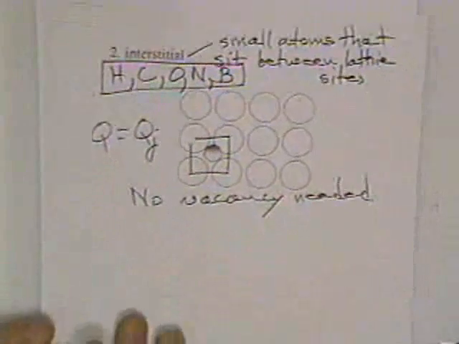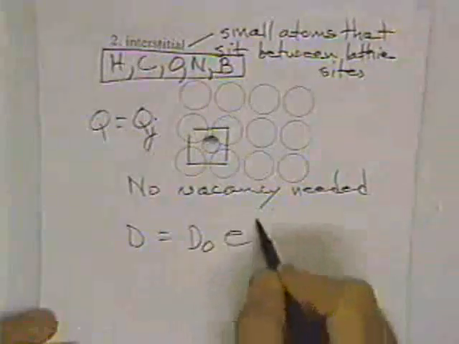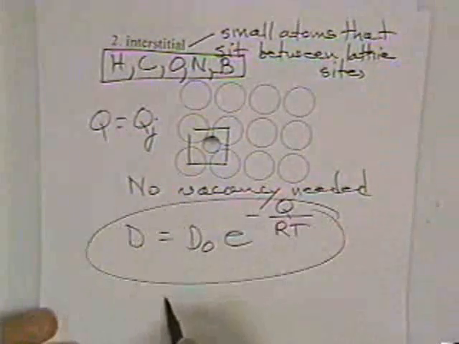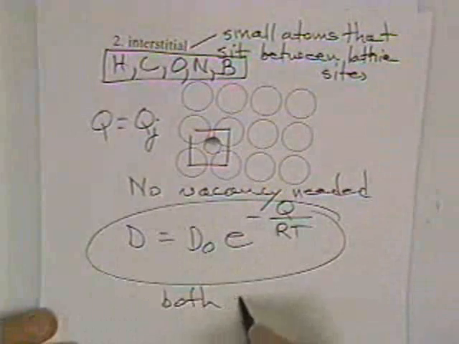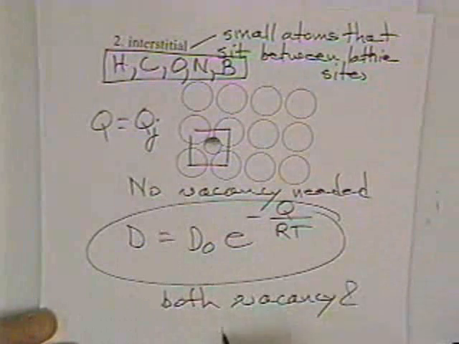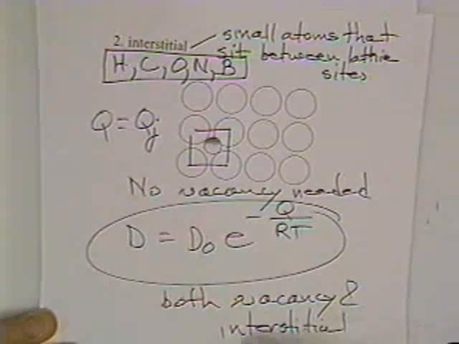And fortunately, both types of diffusion can be described as a thermally activated process, or an Arrhenius equation, and D is equal to D0 e to the minus Q over RT. Works for both vacancy and interstitial diffusion.